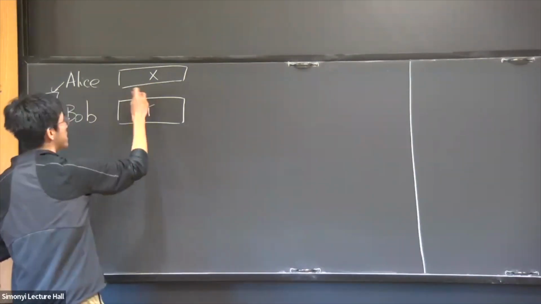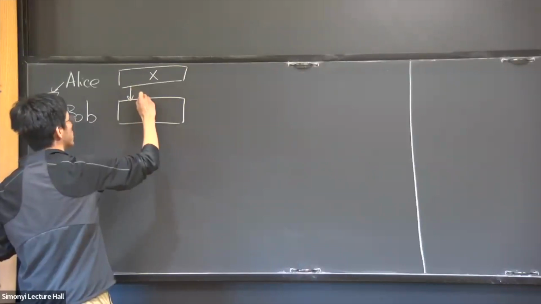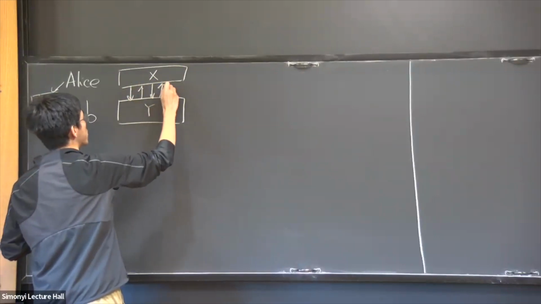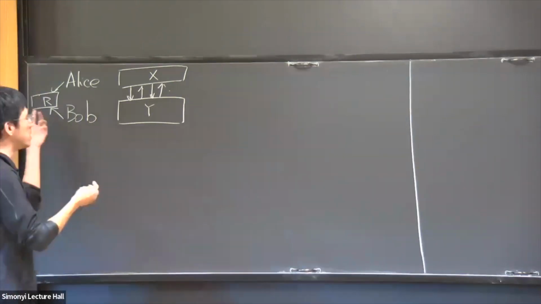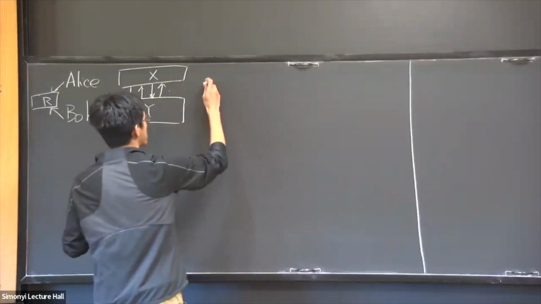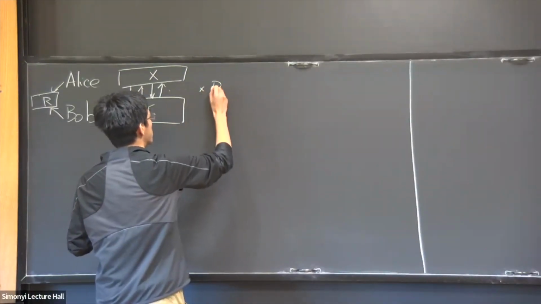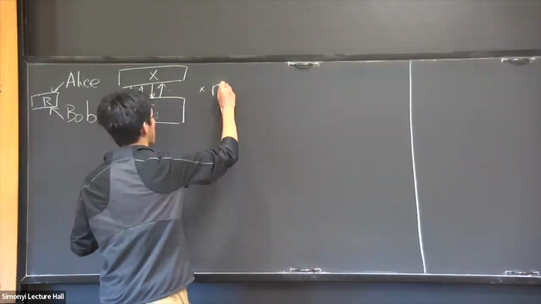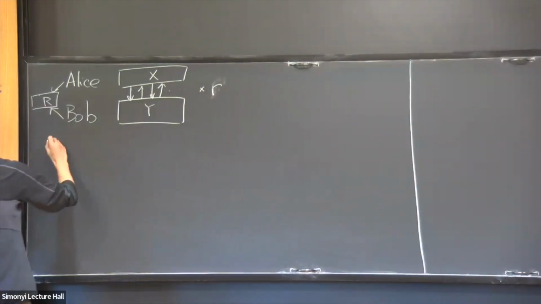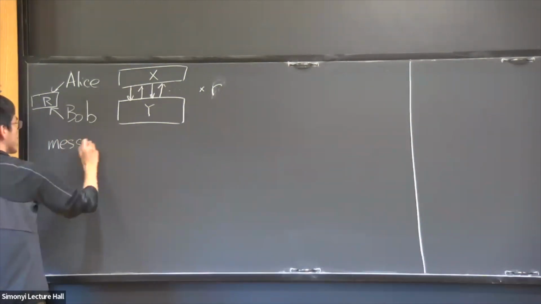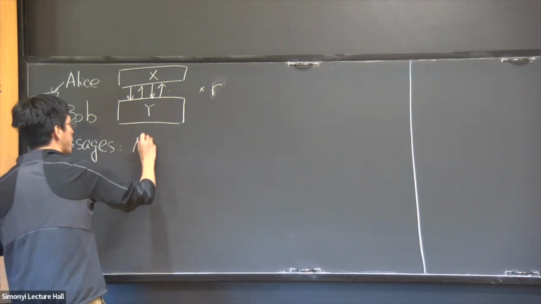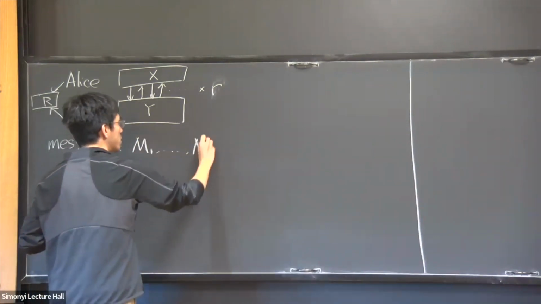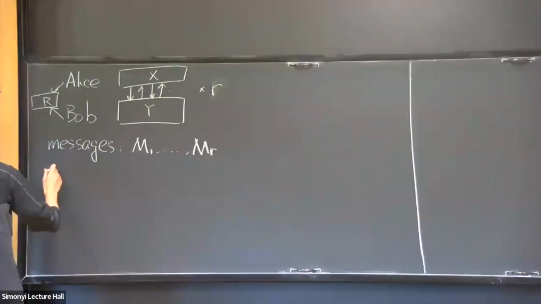Then after seeing this, the communication starts where they send messages back and forth, and every message can depend on all the previous messages and everything the speaker is supposed to see, like the input as well as the public randomness. And this is a bounded round communication. So we use small r rounds of communication. And let's just denote the sequence of messages by M1 up to Mr. And in this model, what is the communication cost?